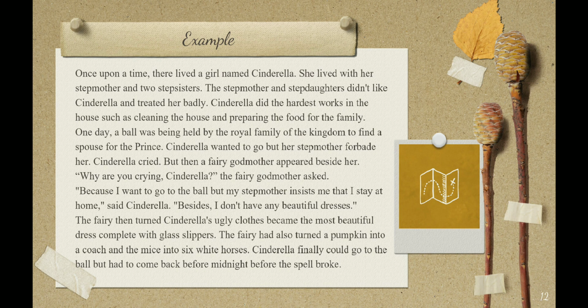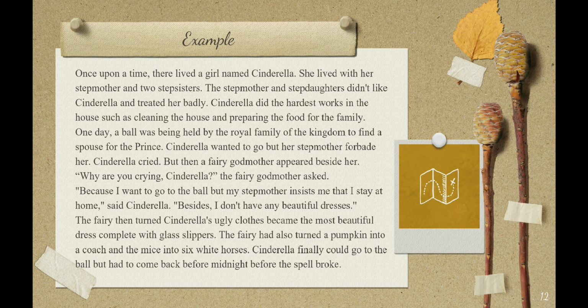"Why are you crying, Cinderella?" the fairy godmother asked. "Because I want to go to the ball, but my stepmother insists that I stay at home," said Cinderella. "Besides, I don't have any beautiful dress."